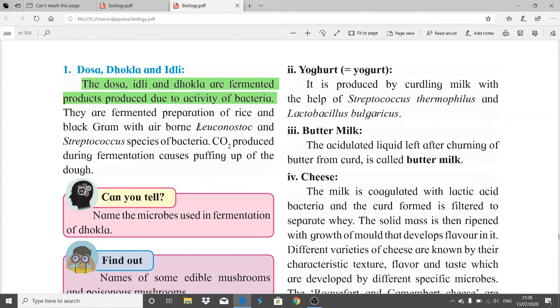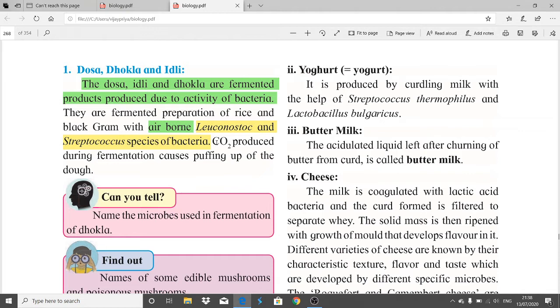Now we are talking about these two species of bacteria, and they are airborne. Airborne means they are present in the atmosphere or in the air. So as they are airborne, they get mixed easily into the substratum, the rice and black gram, and because of that, natural fermentation takes place with those ingredients, and CO2 gets produced during fermentation, causing puffing up of the dough. That is very important.